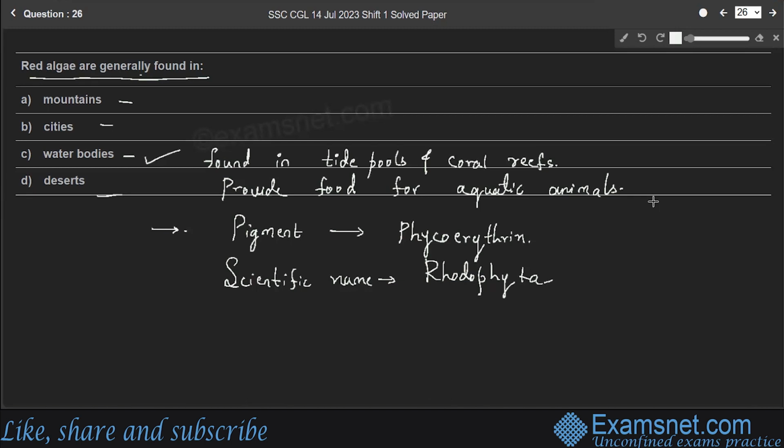Right? So for this question, red algae are generally found in water bodies. They provide food for aquatic animals. They are found in tide pools and coral reefs. So option C is the answer.